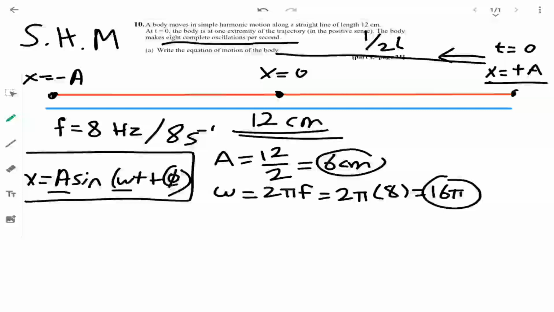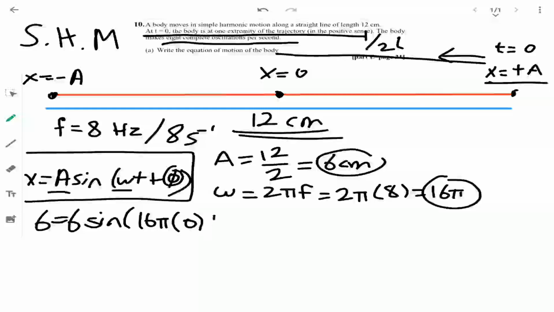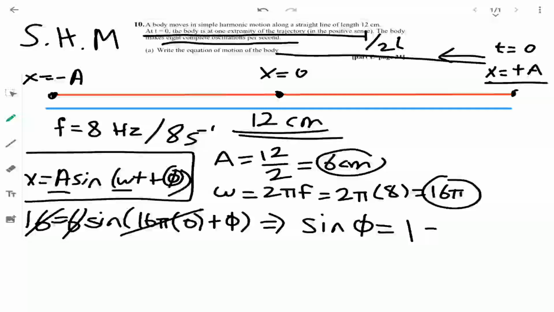Well, for this, you have to look at this line. At t equals 0, the body is at one extremity of the trajectory. To find phi, we substitute in the equation. So we use x is equal to 6 because it's at the extremity, equals 6 sine 16 pi into 0 because the time is 0 plus phi. Now 6 cancels, this is 1, and this is also cancelled because it's 0. So in short, what we get is sine phi equals 1. Now everyone can do shift sine 1, and we should all get 90 or pi over 2.